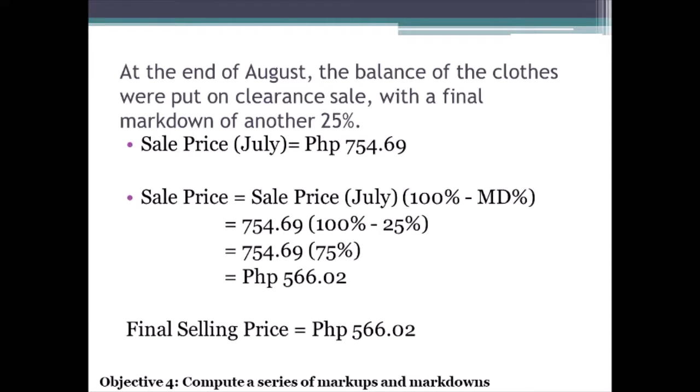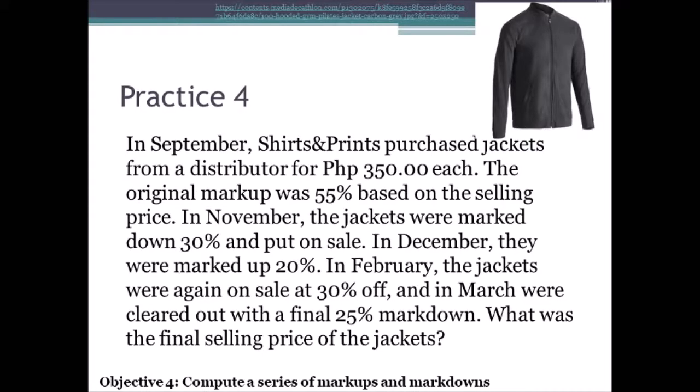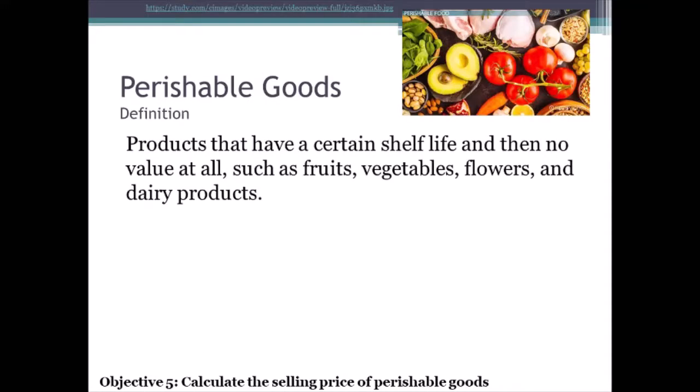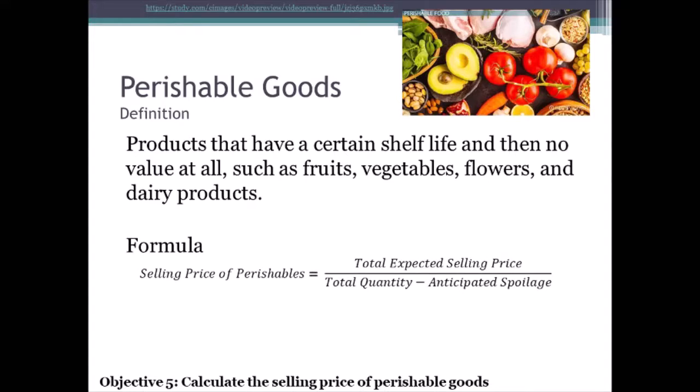For your practice, let's now proceed to the last objective. Perishable goods. These are products that have a certain shelf life and then no value at all, such as fruits, vegetables, flowers, and dairy products. For this objective, we will use this formula. The selling price of perishables is equal to the total expected selling price divided by the difference of the total quantity and the anticipated spoilage.